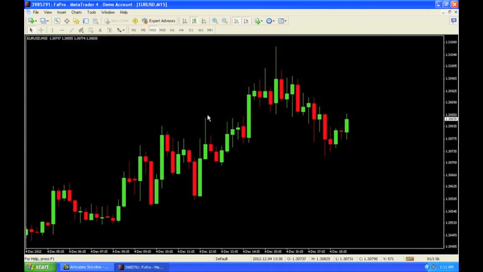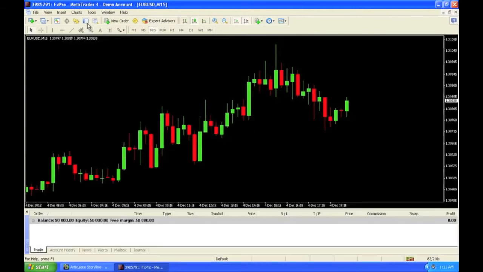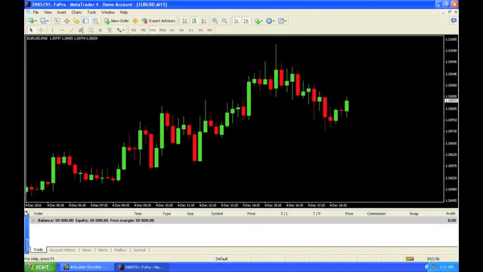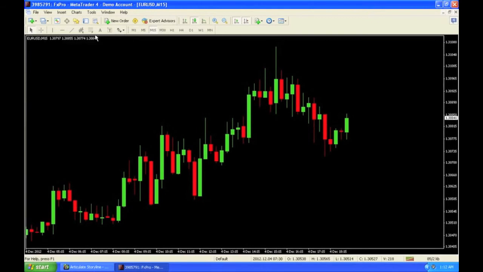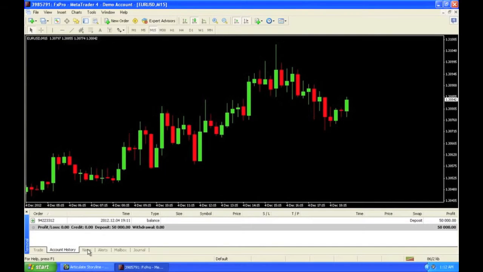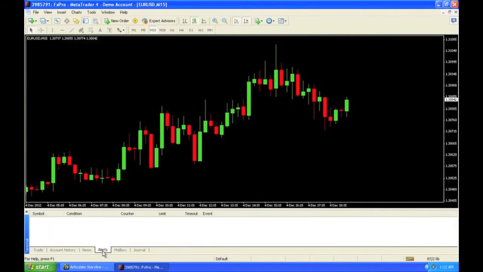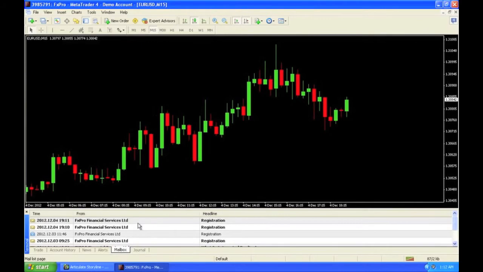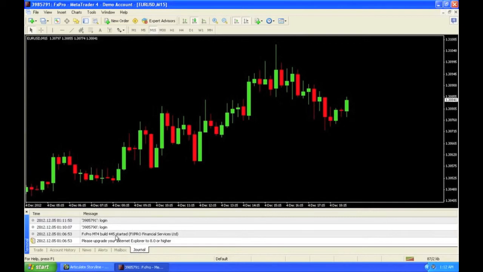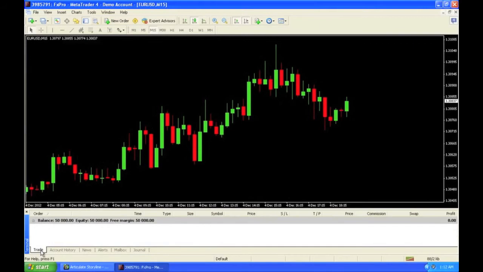Now that the account is created, let's take a look. Okay, here is my balance. How do you get to this area here? Let me show you. There's a button right up here called terminal. It looks like a little box with a blue edge on the side. You click that, this thing opens up. Here you can see your trades running, your account history, any news, any alerts that you've set up, your mailbox, any information such as your username and password in your registration, and then a journal of everything that you've done, like your login if there's any errors or anything.